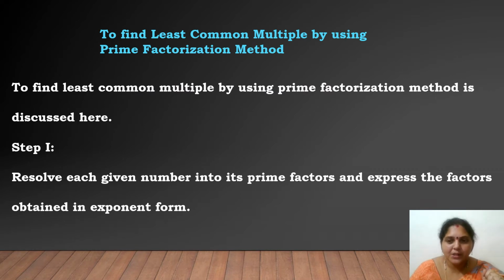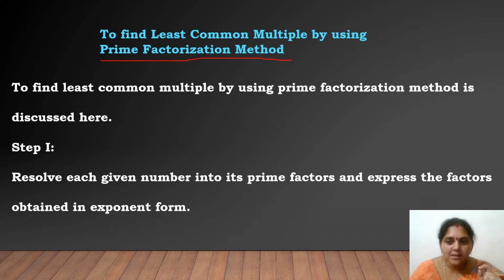Here we are going to find least common multiple by using prime factorization method. What is meant by prime factorization method? In earlier classes also we have discussed about this. Prime factorization method means we are going to do factorization only by the prime factors, that is prime numbers. What are prime numbers? Numbers whose only factors are the digit 1 and the number itself. Such type of numbers are known as prime numbers.